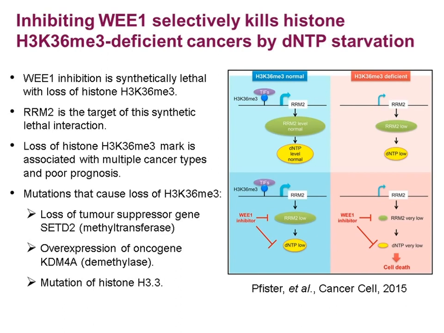And what the Humphrey lab showed was that essentially WEE1 inhibition is synthetically lethal with the loss of histone H3 lysine 36 trimethylation, and that ribonucleotide reductase M2 is the target of that synthetic lethal interaction. And really it's the genetic backgrounds where you have loss of the tumor suppressor gene SETD2, which is the methyltransferase, or indeed the overexpression of the oncogene KDM4A, which you just heard about from Johnathan, which is a demethylase, that leads to that increased sensitivity to the WEE1 inhibitor.